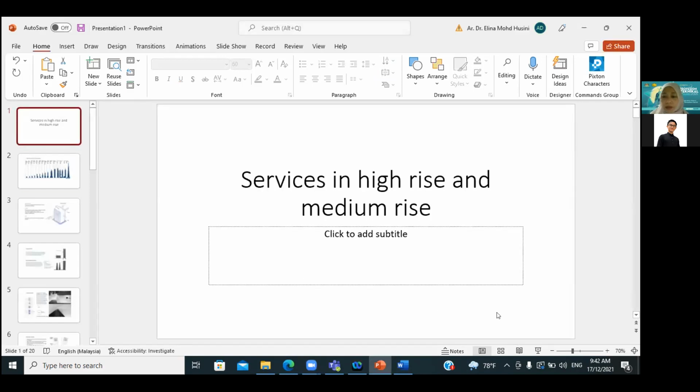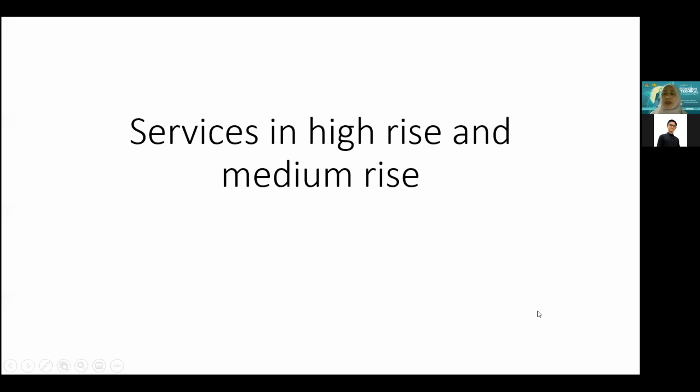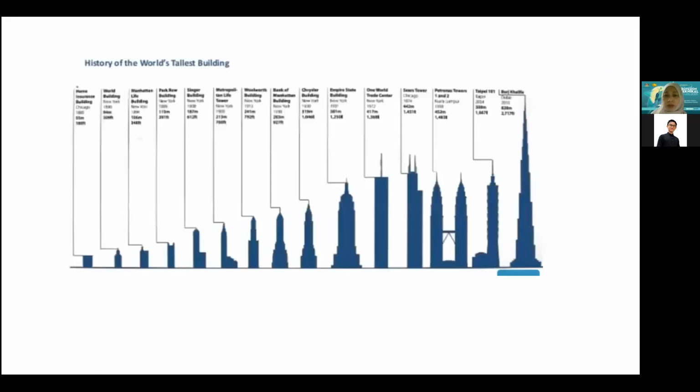This is just for the informal services in high rise and medium rise. Even though high rise is to be studied in detail at your master level, your part 1 is only to know the concept of aircon: how the evaporation works, how the air comes in and the hot air comes out.